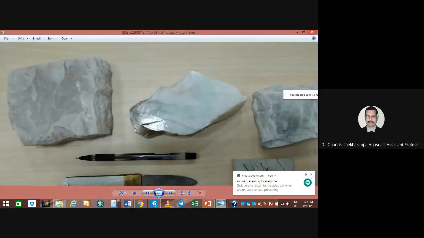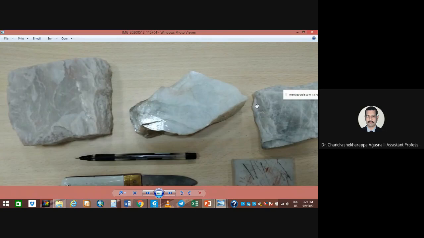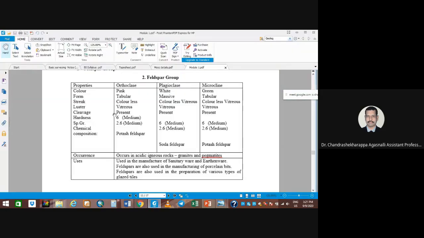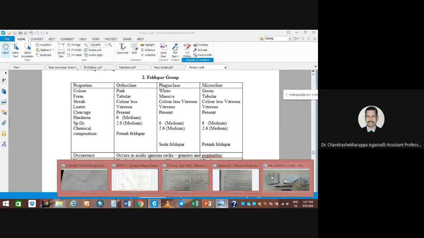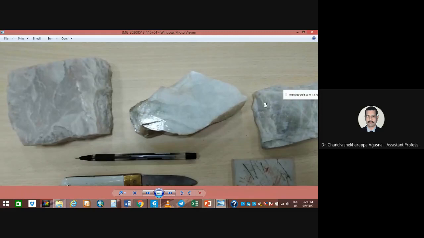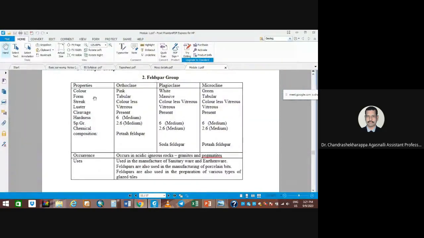So here, these three are the feldspar group of minerals, and these are their properties: pink, white, and green color. These three are orthoclase, plagioclase, and microcline. The properties are like this: a table-like form, sheet-like structures. The streak is colorless, and the luster is vitreous.